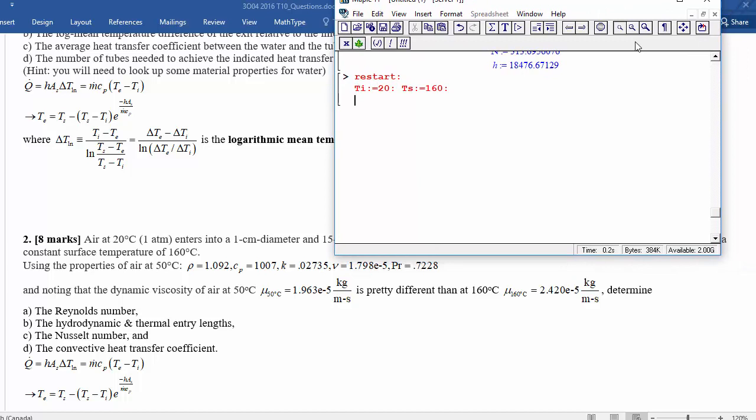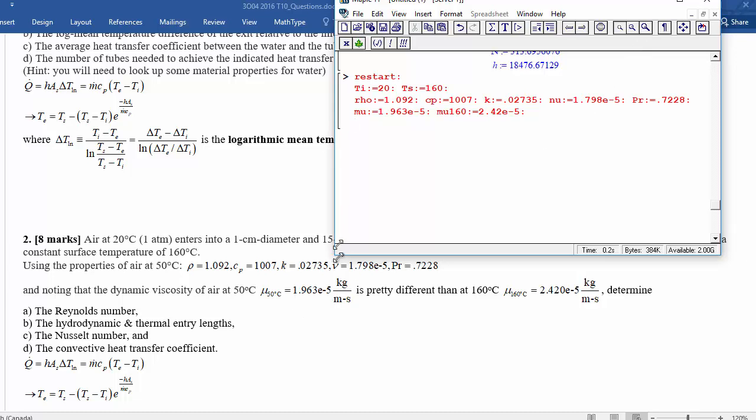So rho is 1.092. This is also in the textbook table, I want to say A21 or A22 for air. CP is 1007. K is 0.02735. Nu, the kinematic viscosity, is 1.798 E minus 5, and the Prandtl number is 0.7228. Okay, so then we've also got mu is 1.963 E minus 5, and mu 160 is equal to 2.42 E minus 5.